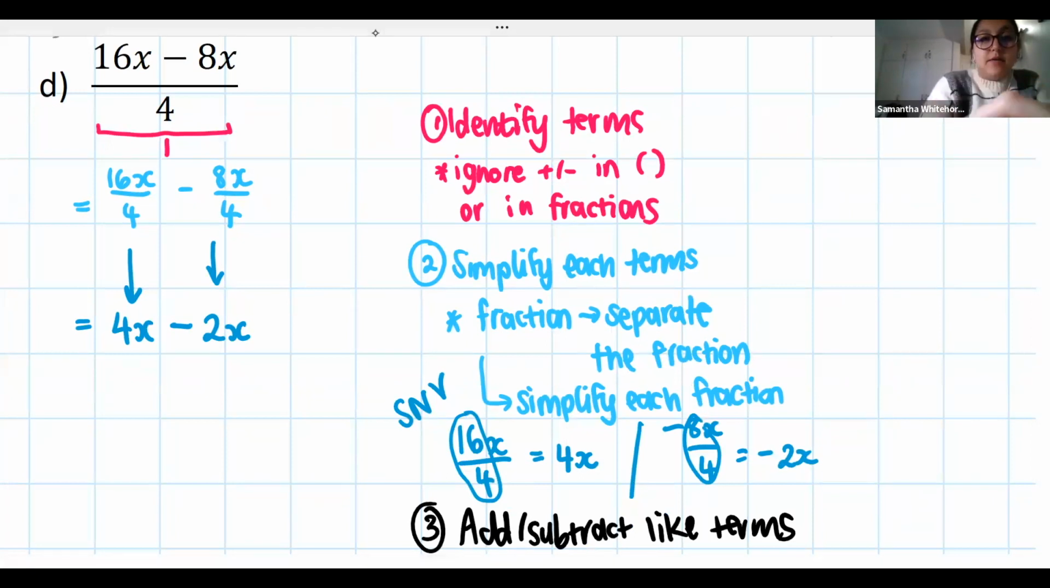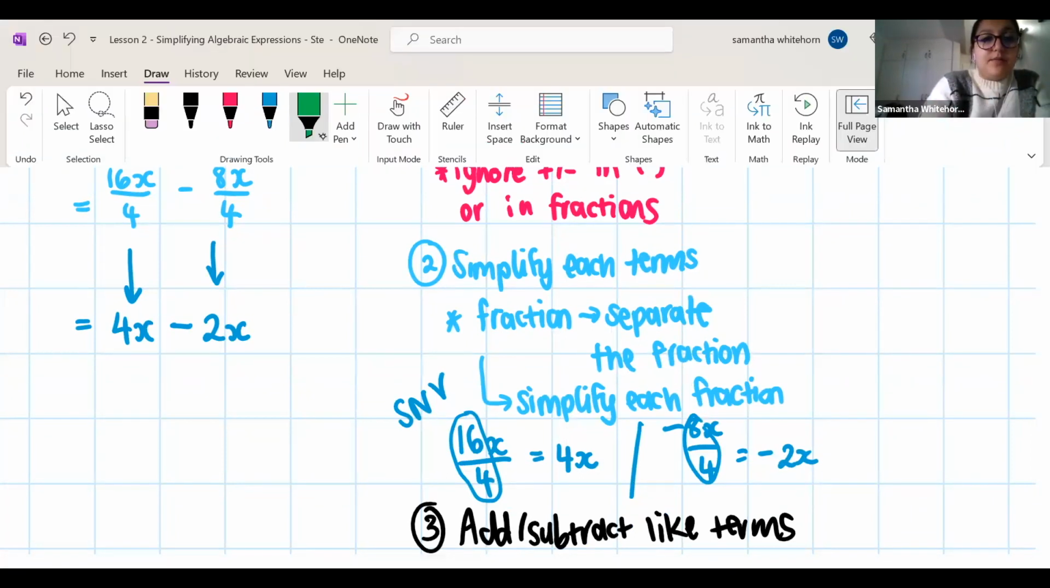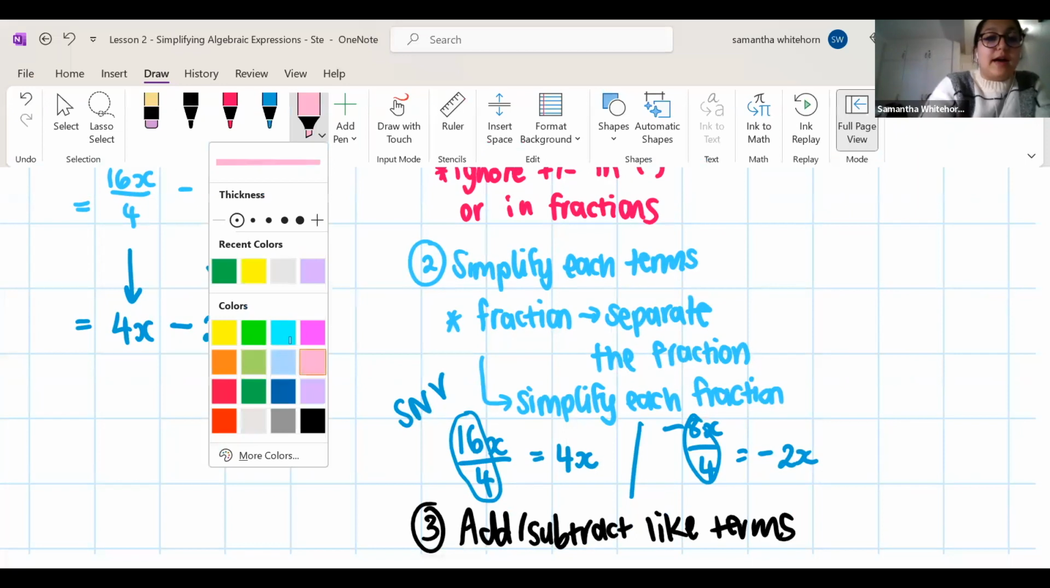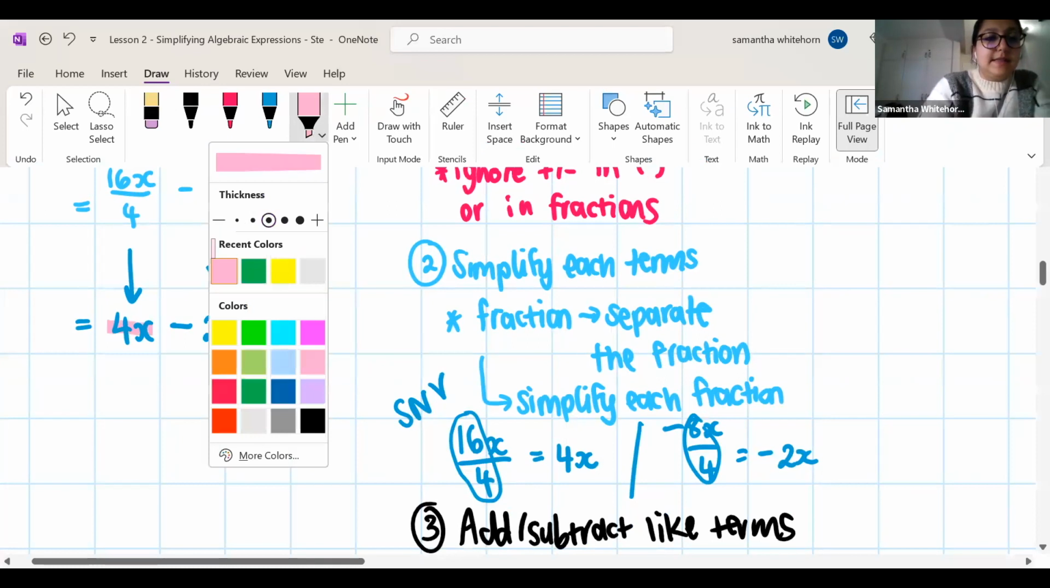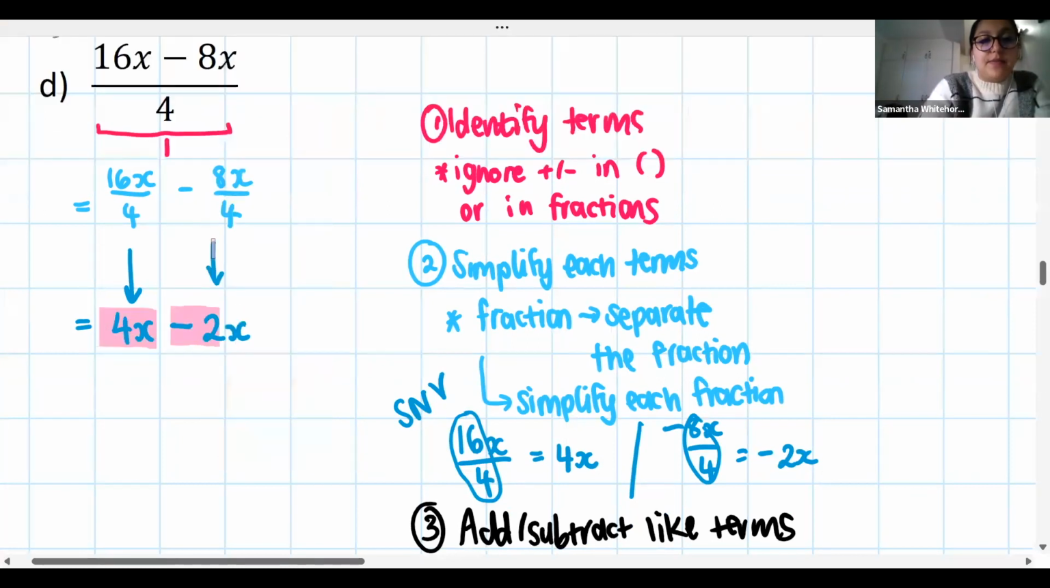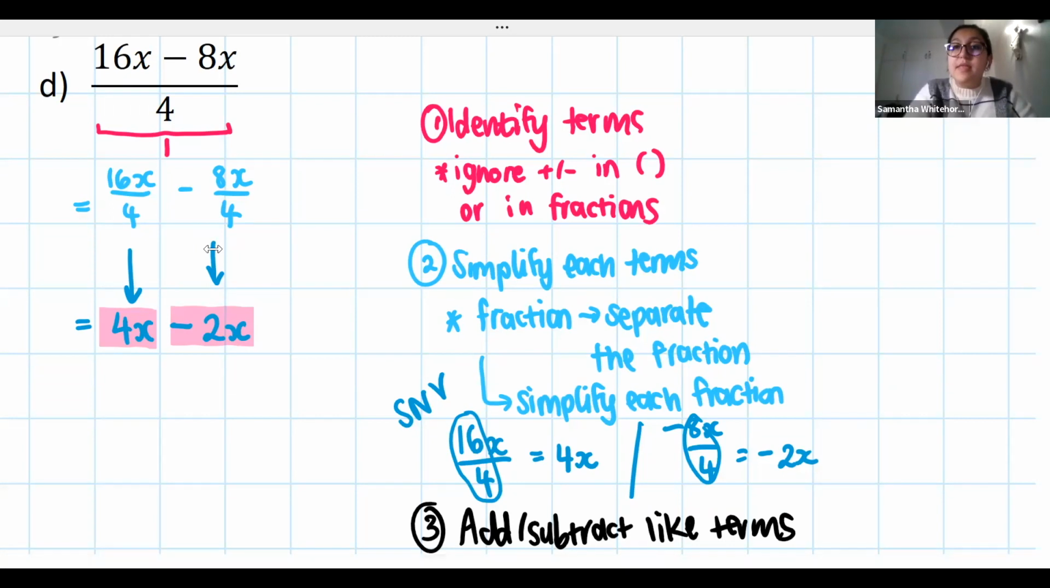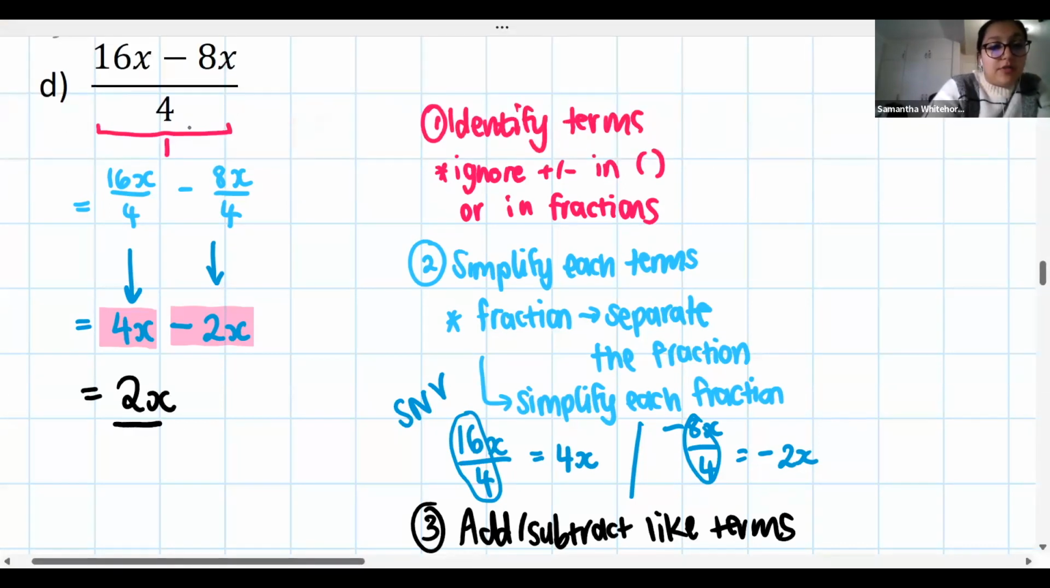Based on what we've been given, both of these are like terms. 4x and negative 2x are like terms. They both have an x in them. That means that they are like terms to each other. So I can subtract them, and that gives me a final simplified answer of 2x.